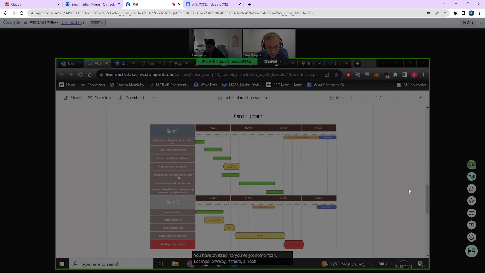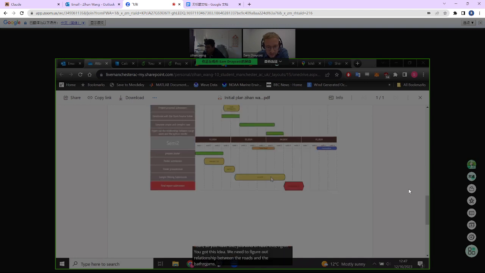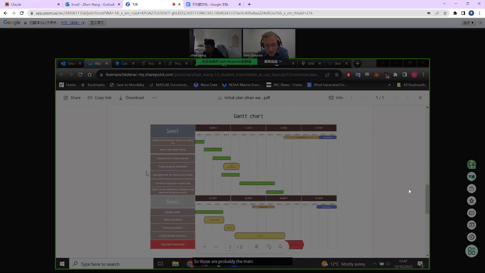Yeah, get used to the code, do some simple cases. So you kind of have this here, right? You've got this idea that we need to figure out a relationship between the rows and the Python results. So those are probably the main actual areas, but you probably have a bit more specifics within that, right?